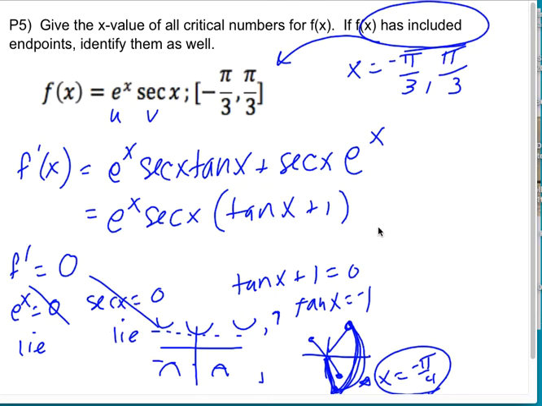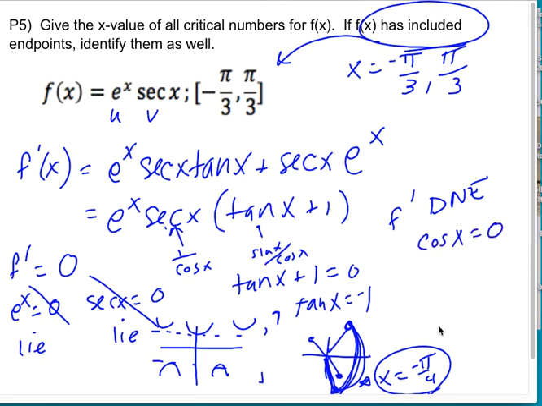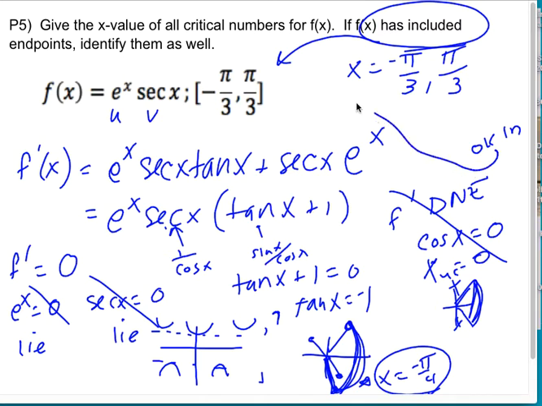And then I do have to worry about when f prime doesn't exist, because if you think about it this way, both secant, right? So secant is a 1 over cosine, right? And tangent is a sine over cosine. So basically, they don't exist anywhere that cosine would not exist. So f prime does not exist anywhere that cosine would be 0. So anywhere the x on the unit circle would be 0. Well, that's only here and here, which is not in the interval, right? Because this is the interval I'm looking at. So this is okay in the interval that I was given, right?